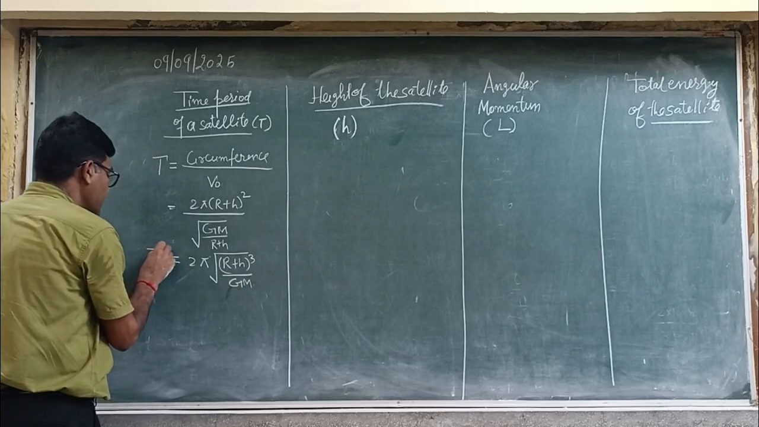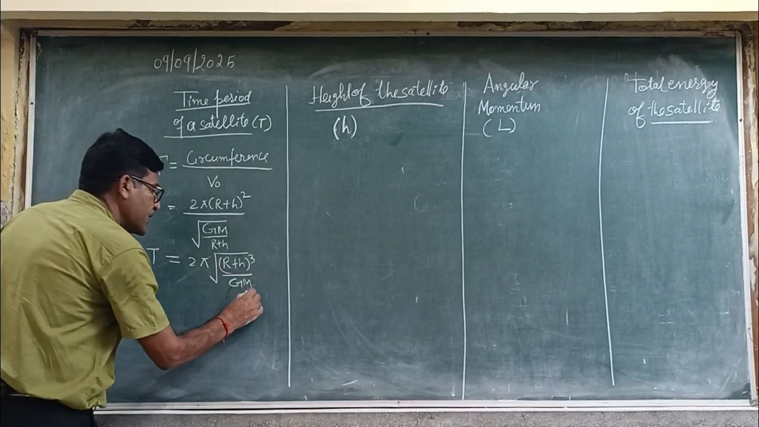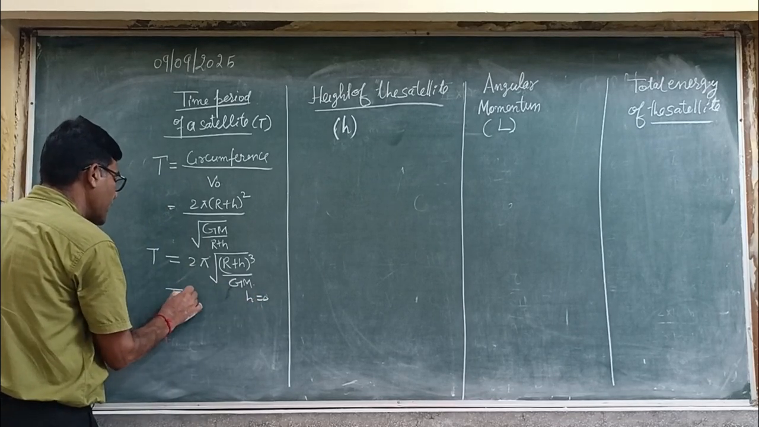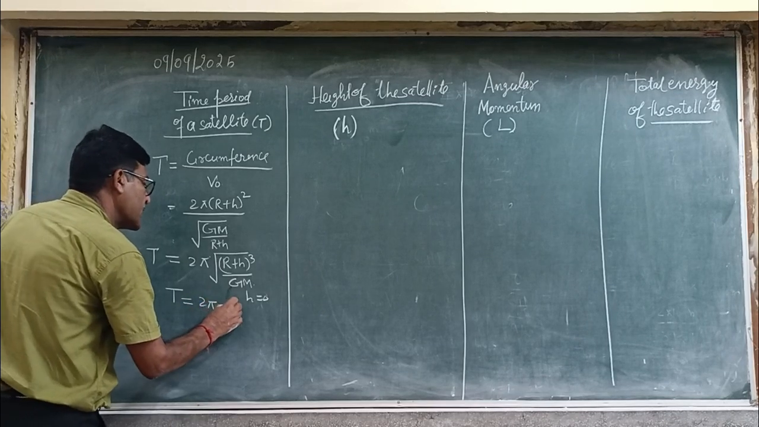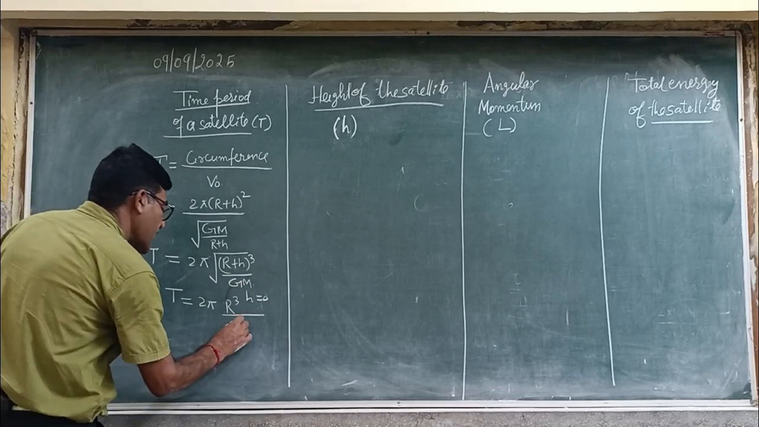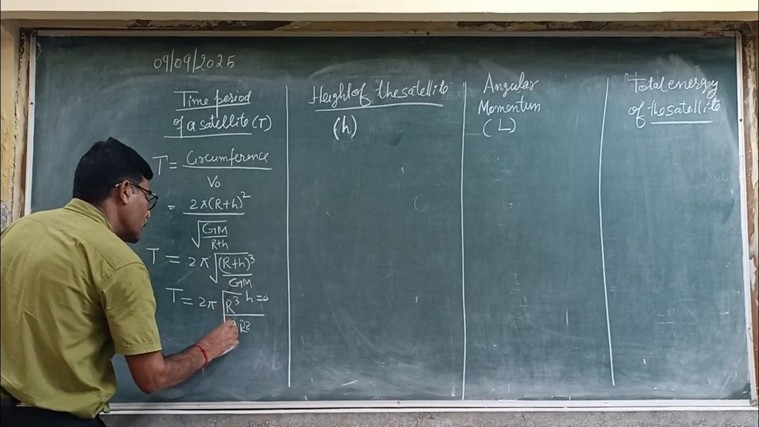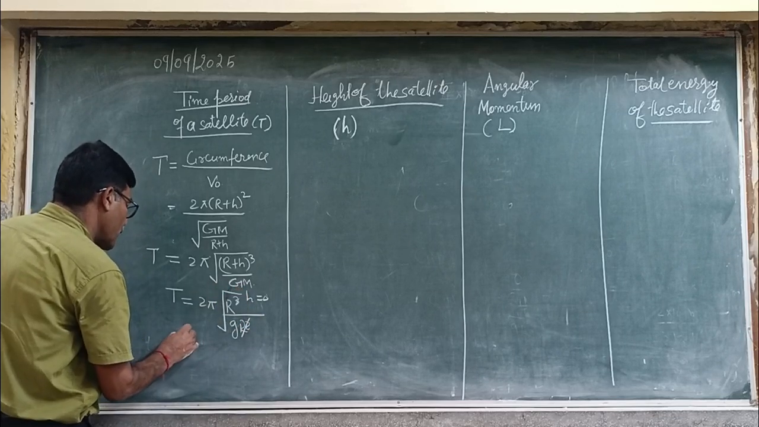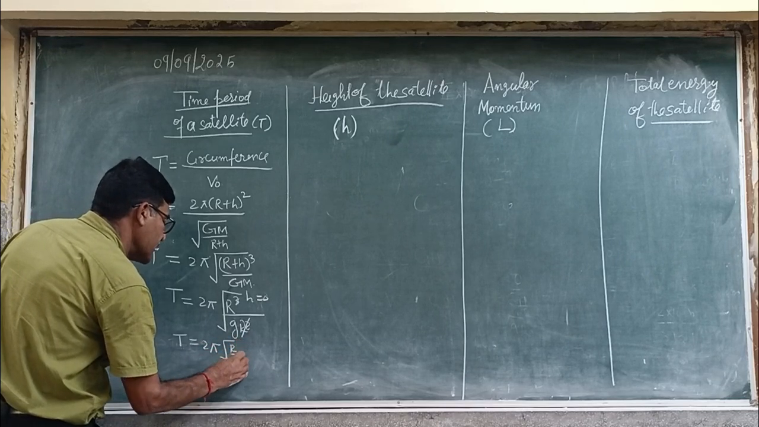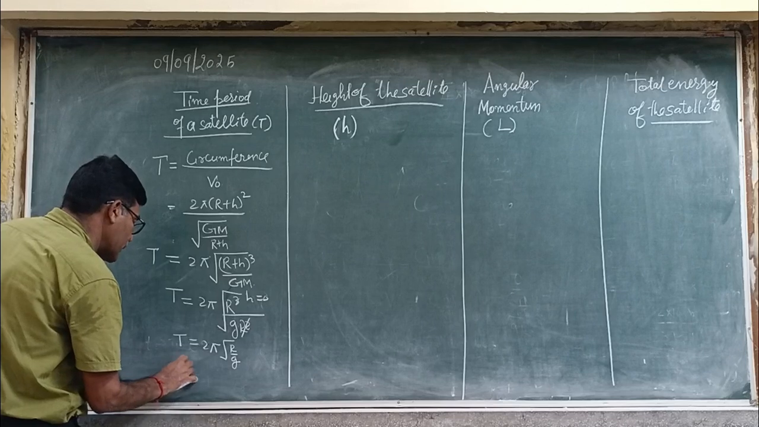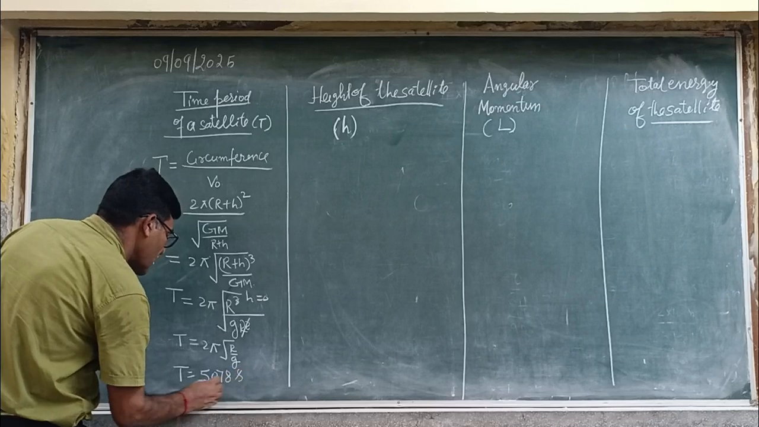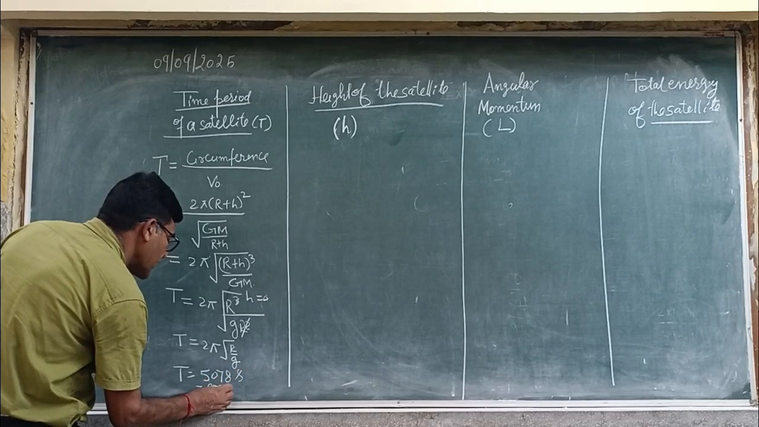Now if the satellite is very close to Earth, then h can be written as 0. h is equal to 0 if the satellite is close to the Earth. So time period will be equal to 2 pi, this is r cube upon GM, which can be written as g r square under the root. So this goes off, and we are left with T is equal to 2 pi root r upon g. Now if we put various values, this comes out to be equal to 5078 seconds, or you can say 84.6 minutes.